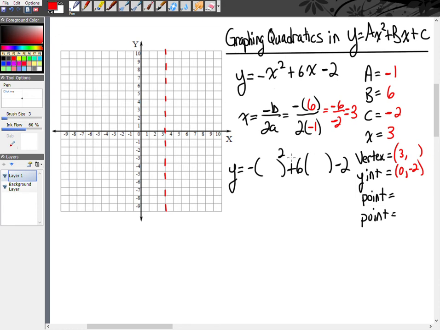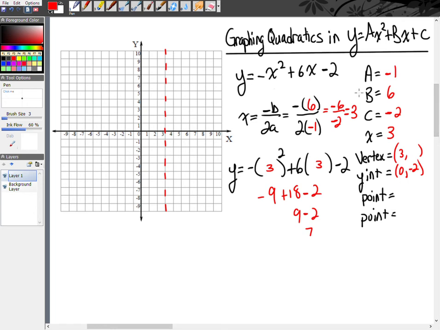We're going to plug in a 3 here because we found that x equals 3, and we're going to work this out. So 3 squared is 9. If you see this negative here, this negative was not inside the parentheses, so it did not go away when we squared. It's still here. So we bring it down. And then 6 times 3 is 18 minus 2. So we have here negative 9 plus 18 is positive 9. And 9 minus 2 is 7.